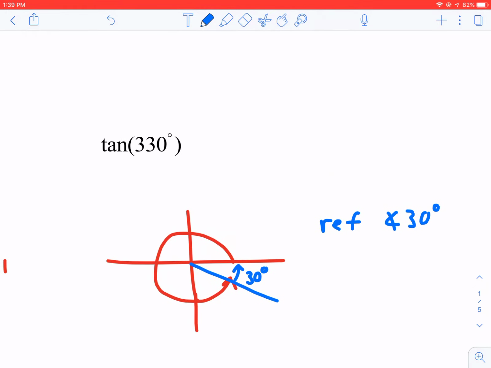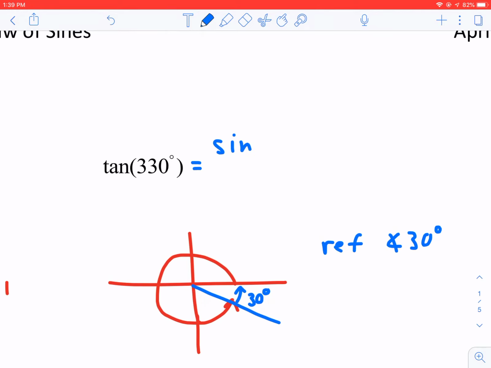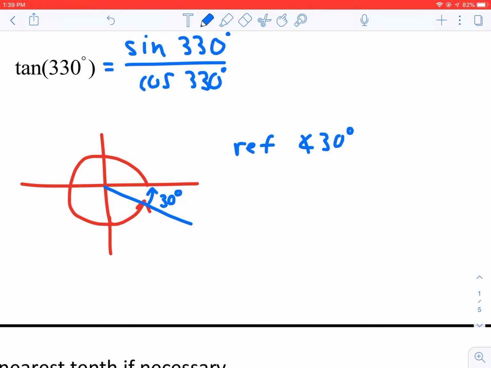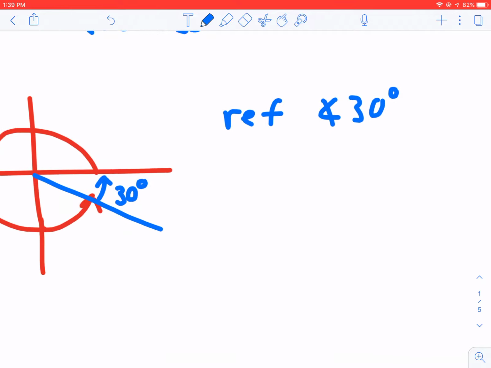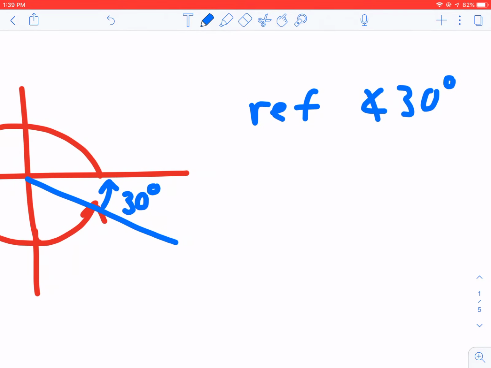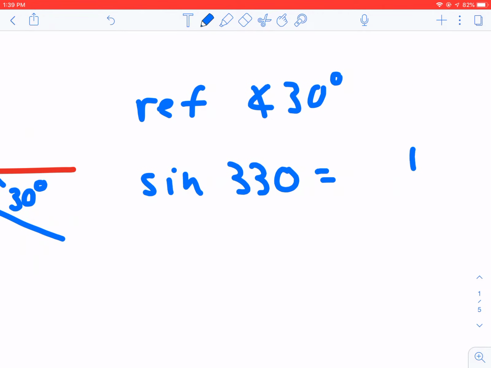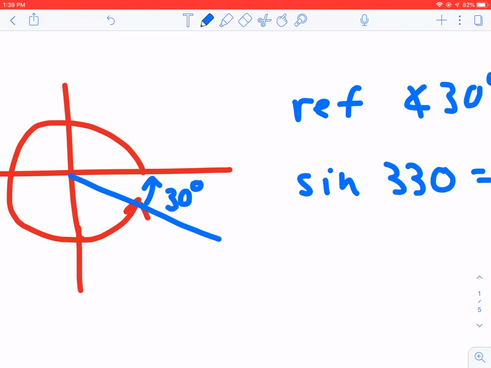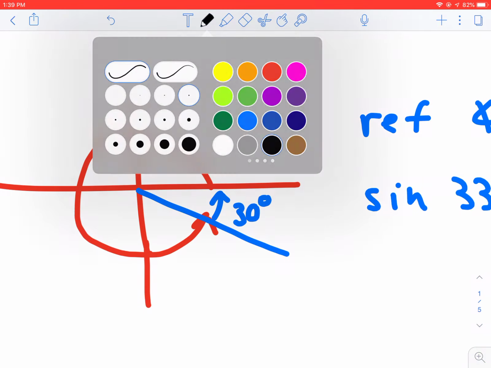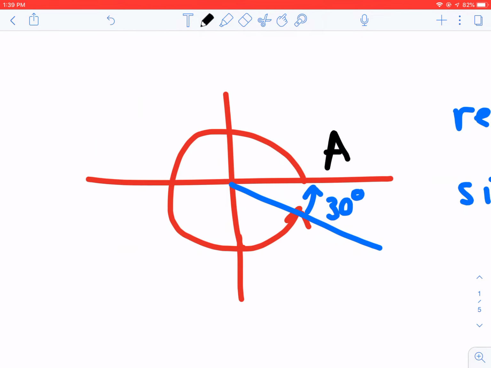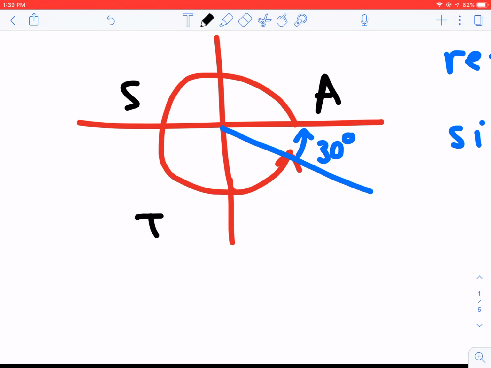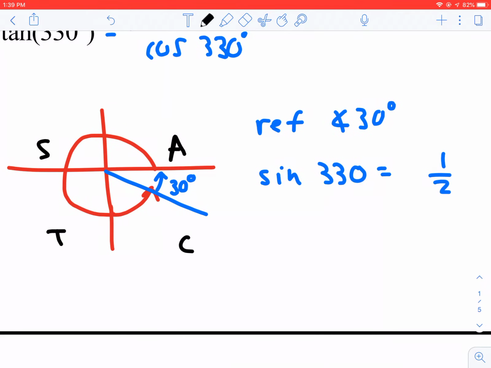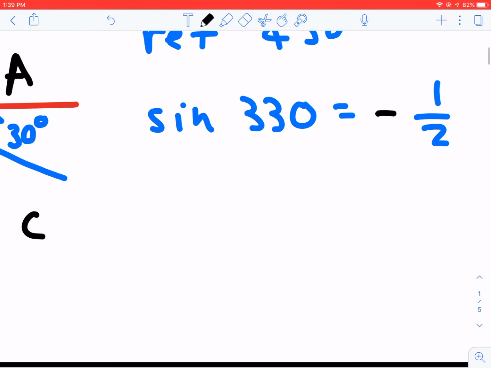I know tangent is sine over cosine. So this is sine of 330 over cosine of 330 degrees. All right, so what is sine of 330? Well, the reference angle is 30 degrees, so sine of 330 is also going to equal a half. But this time we're in the fourth quadrant, and in the fourth quadrant only cosine is positive, so sine is negative.